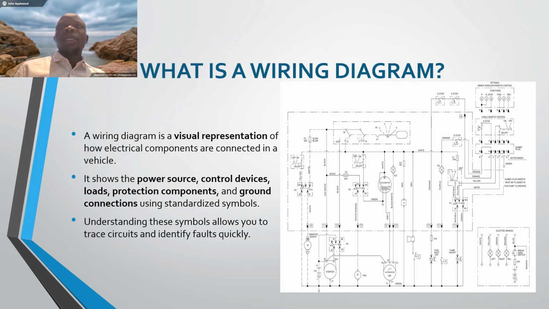What is a wiring diagram? A wiring diagram is a visual representation of how electrical components are connected in a vehicle or a construction machinery. It shows the power source, control devices, loads, protection components, and ground connections using standardized symbols. Understanding these symbols allows you to trace circuits and identify faults quickly.